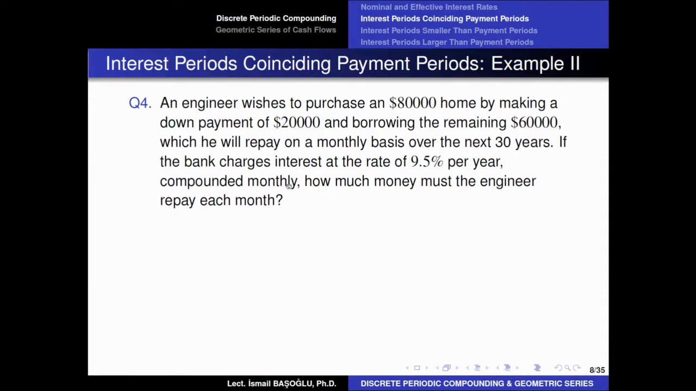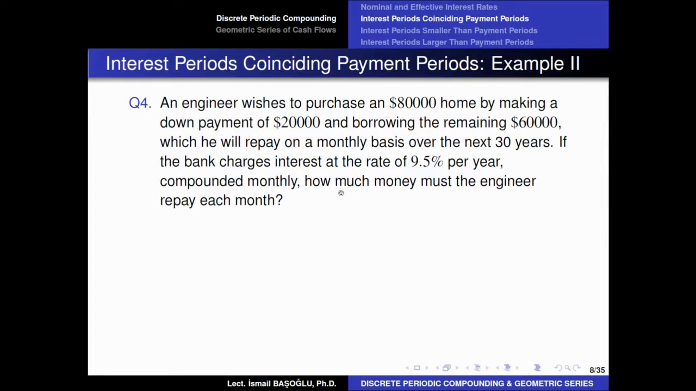So the monthly compounding will occur. We need to determine the monthly effective interest rate, which is simple. You need to divide 9.5 by 12 to determine the monthly effective interest rate. And you also need to calculate how many months we have in 30 years, which is 360 actually.